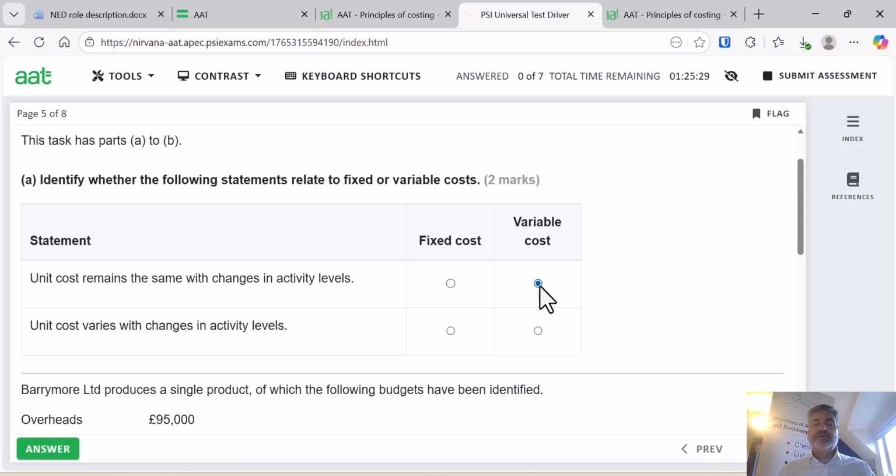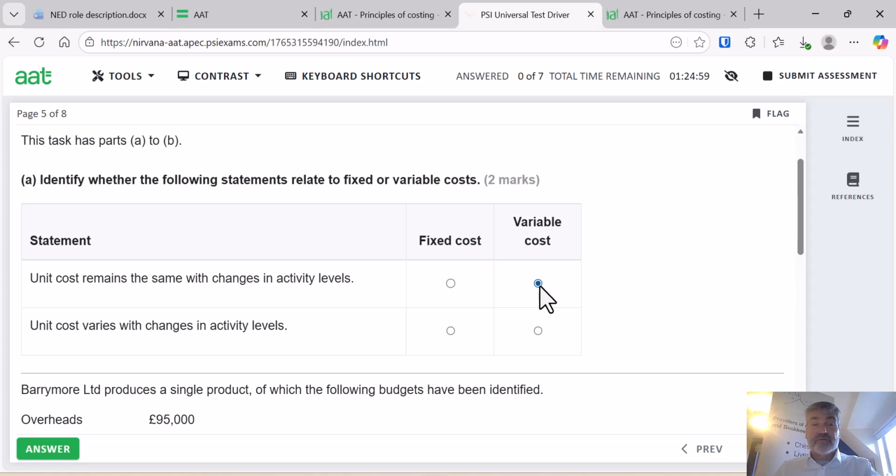The unit cost varies with changes in activity levels. Well, that would be true of a fixed cost. Unlike a variable cost, in total, a fixed cost remains the same, but as activity levels increase, you are spreading that fixed cost over more and more volume, so the unit cost will come down.